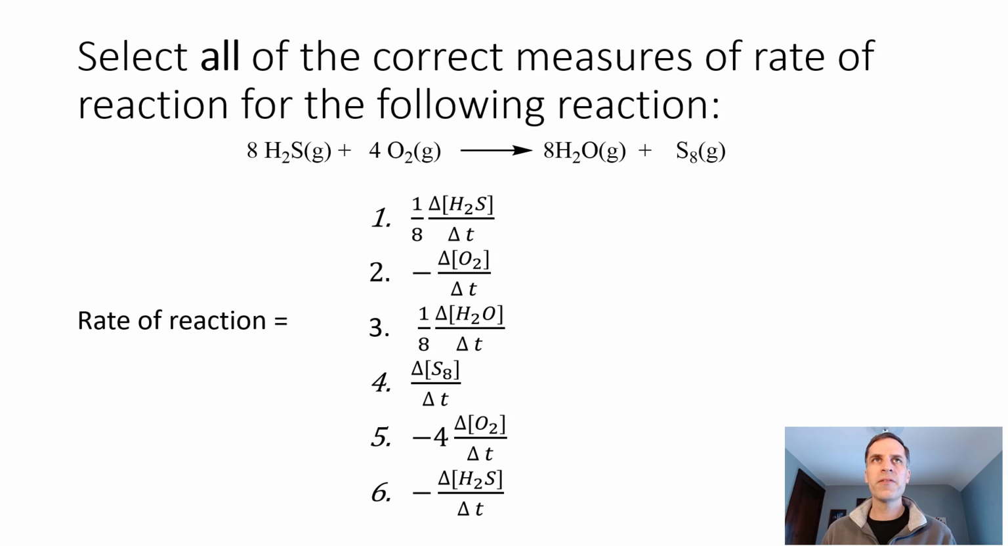So let me just give you one practice one to shoot for. Here we've got a reaction between H2S and O2. And what I want you to do is go through and select all of the different ones that actually make sense and are a real evaluation of the rate of the reaction in terms of how we talk about it in chemistry. Answer that on D2L and you should be all set for the pre-class stuff.